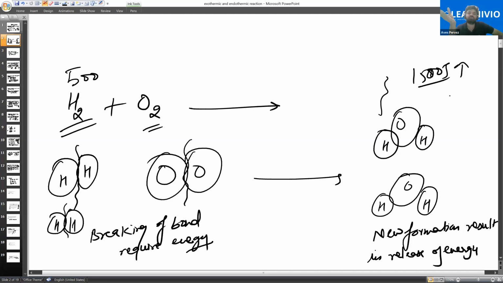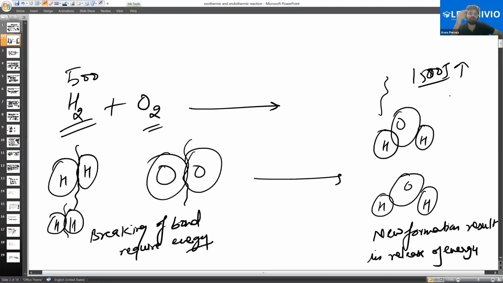Where does this energy go? This energy will go into the environment. Are you getting my point? So in an exothermic reaction, we can say that the energy supplied during the reaction is less than the energy released. The energy supplied is less.